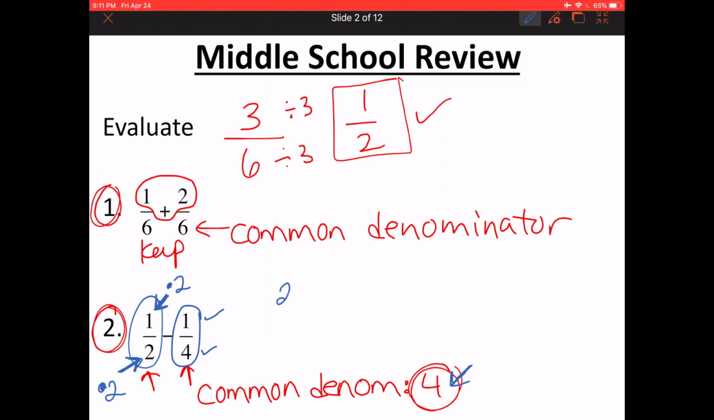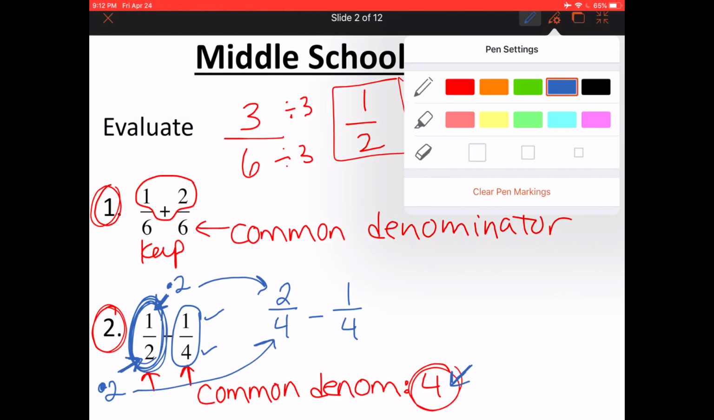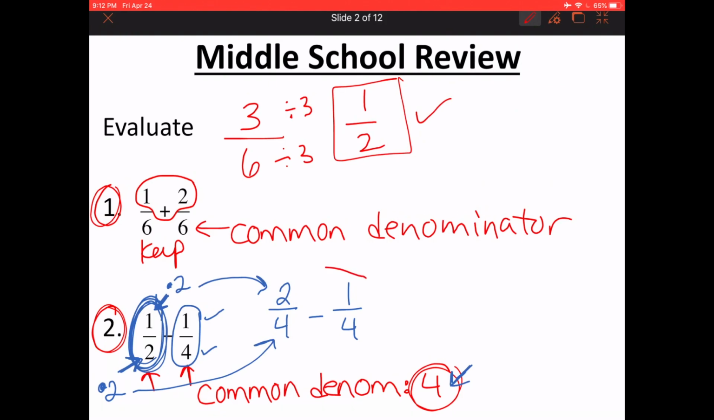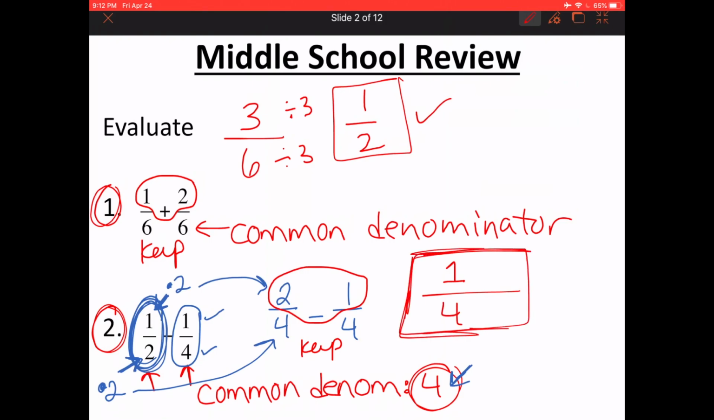So now what I have is 2 over 4 minus 1 over 4. Do you see how here for this first fraction, I multiplied the 1 by 2 and I got 2. I multiplied the 2 by 2 and I got 4. So now that I have a common denominator, it's nice and easy. I subtract straight across the top. 2 minus 1 gives me 1. And then I keep my denominator of 4. And my final answer is 1/4. Okay, guys? Now these are just easy fractions. Okay, so these are the easy ones.